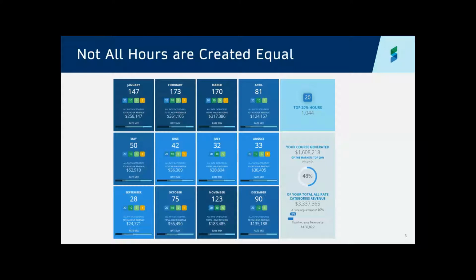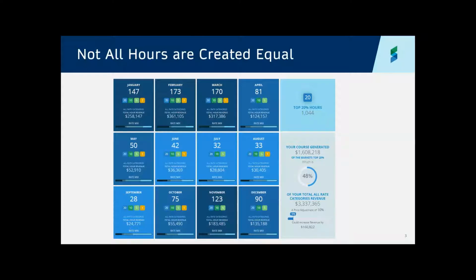And when you look at that across the year, here's an example of a golf course where 1,000 hours on their tee sheet drove approximately 50% of their green fee revenue. So what we're saying here is what we call the 50-20 rule: 50% of your revenue is driven by 20% of your hours.